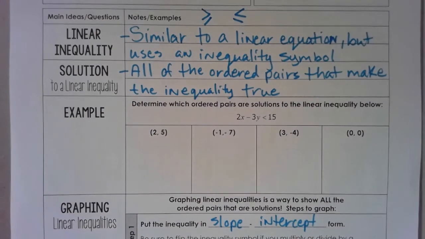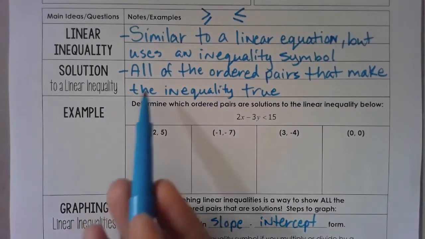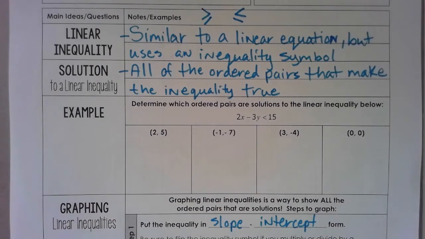And then for solutions, the second part that I've listed up here, all of the ordered pairs that make the inequality true. We will see in our very first sample problem a list of inequalities, and we can look and determine whether or not those are true for that particular equation. So we'll discuss what that means in a second.